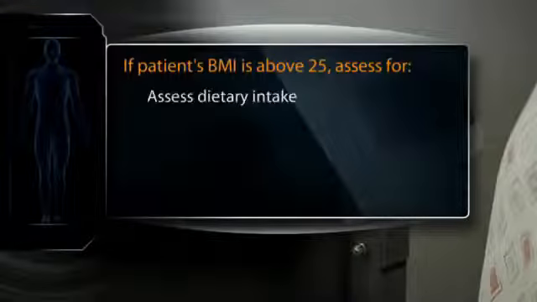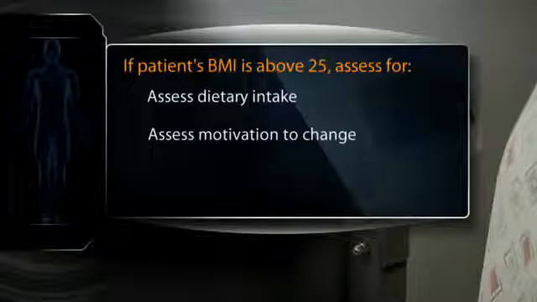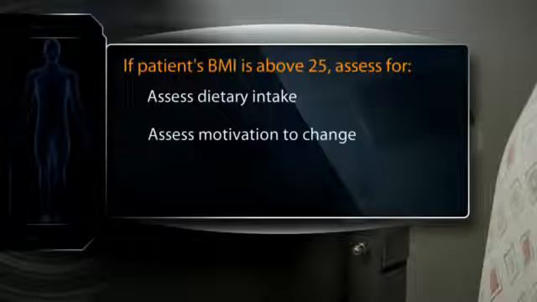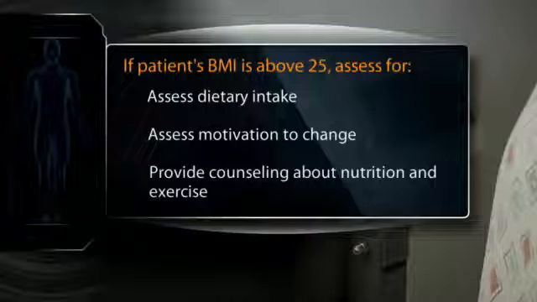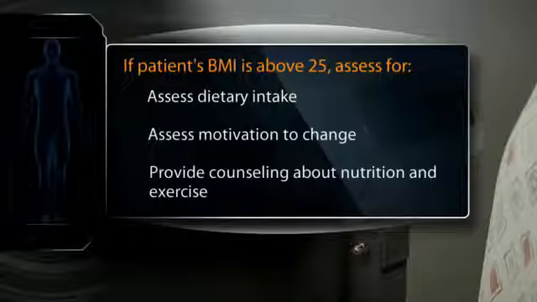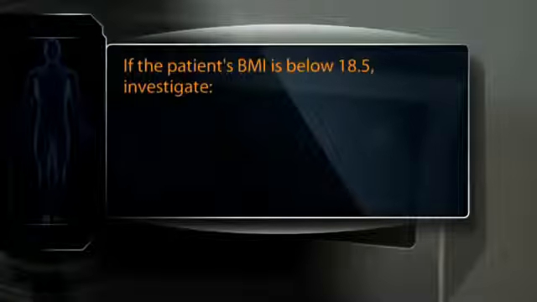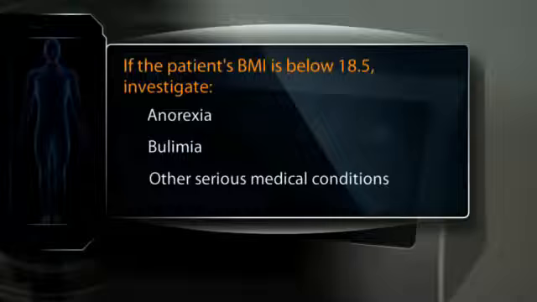Additionally, you should assess dietary intake by taking a diet history and assessing the patient's eating patterns. Assess the patient's motivation to make lifestyle changes that promote weight loss. Be prepared to provide counseling about nutrition and exercise by being well informed about strategies that promote weight loss. If the patient's BMI falls below 18.5, investigate possible anorexia, bulimia, or other serious medical conditions.